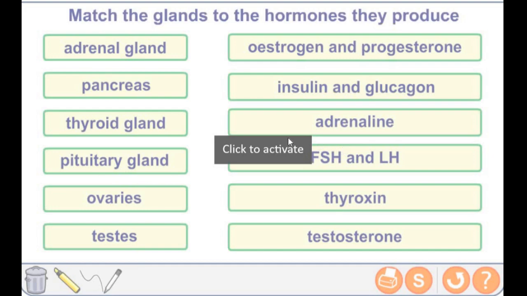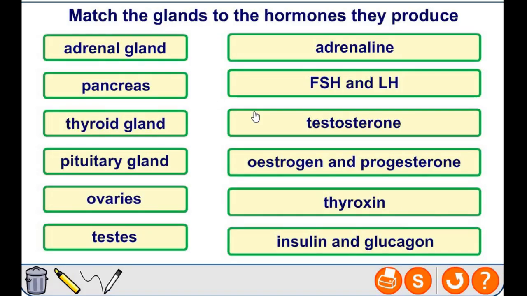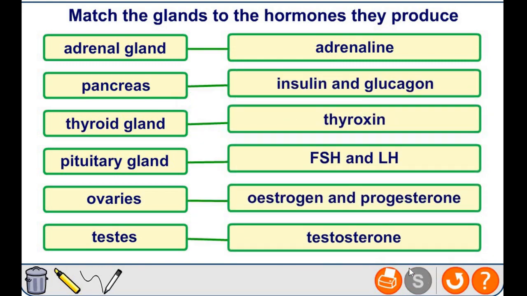Okay, so let's see what you picked up from there. So if you list down these different hormones, see if you can write them in the correct place. Pause the video and have a go. Okay, so you should have matched them up. Easy peasy.